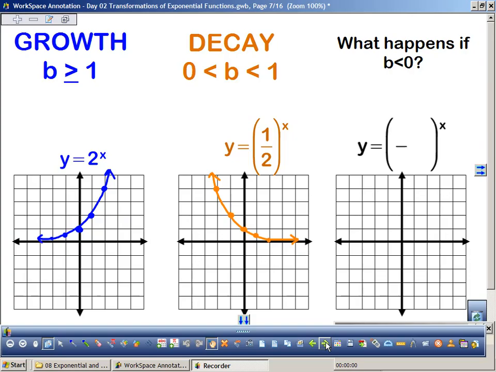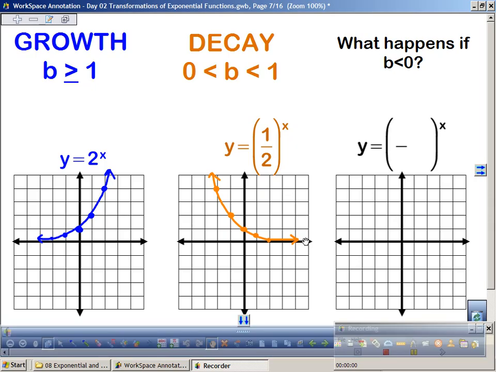Yesterday when we had a base of 2, it was growing, just like this, right? But then we found that when we had a base that was a fraction, it was decaying, it was falling. This is why we say when b is my base, you're going to see that over and over again. When b is greater than 1, for instance 2 or 3 or 4 or 10, our base is growing.